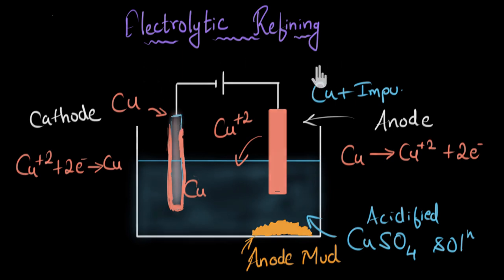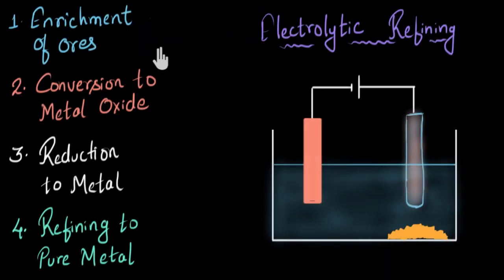Now let's summarize the video. So far we saw that to extract pure metals from their ores, we first enrich the ores, meaning we separate the metal compounds from the impurities. Then in the second step, we convert the metal compounds to metal oxides. And in the third step, we reduce these metal oxides to get the metal, the crude metal. And in the fourth step, we refine these metals to get pure metals.